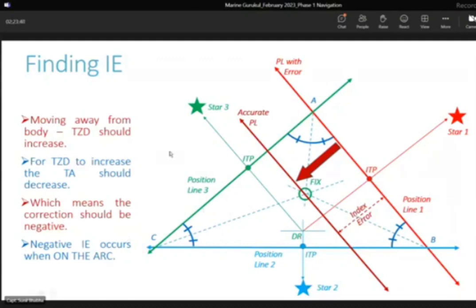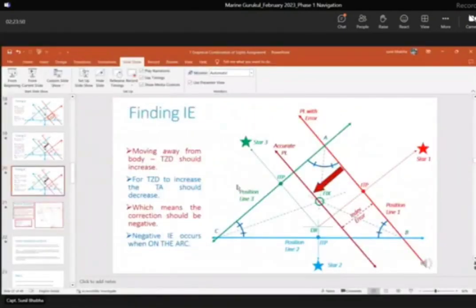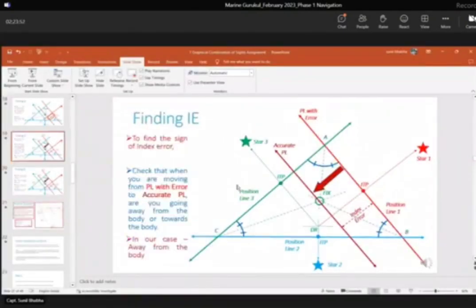So we can remember this line, right? If going towards, it will be on the arc, and going away will be off the arc, right? You can do that beta. Okay. Regardless the ITP position. That's right beta. You can do that.